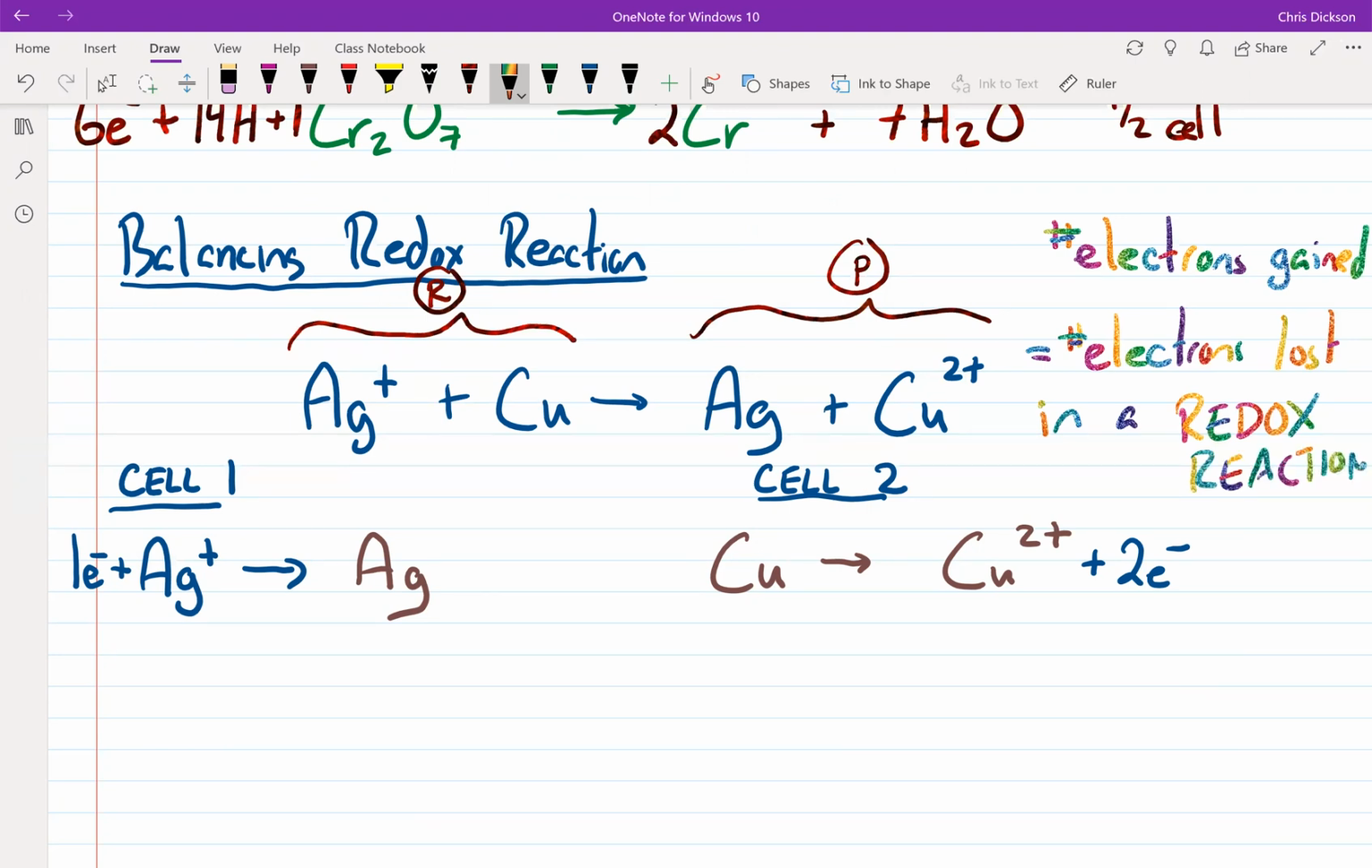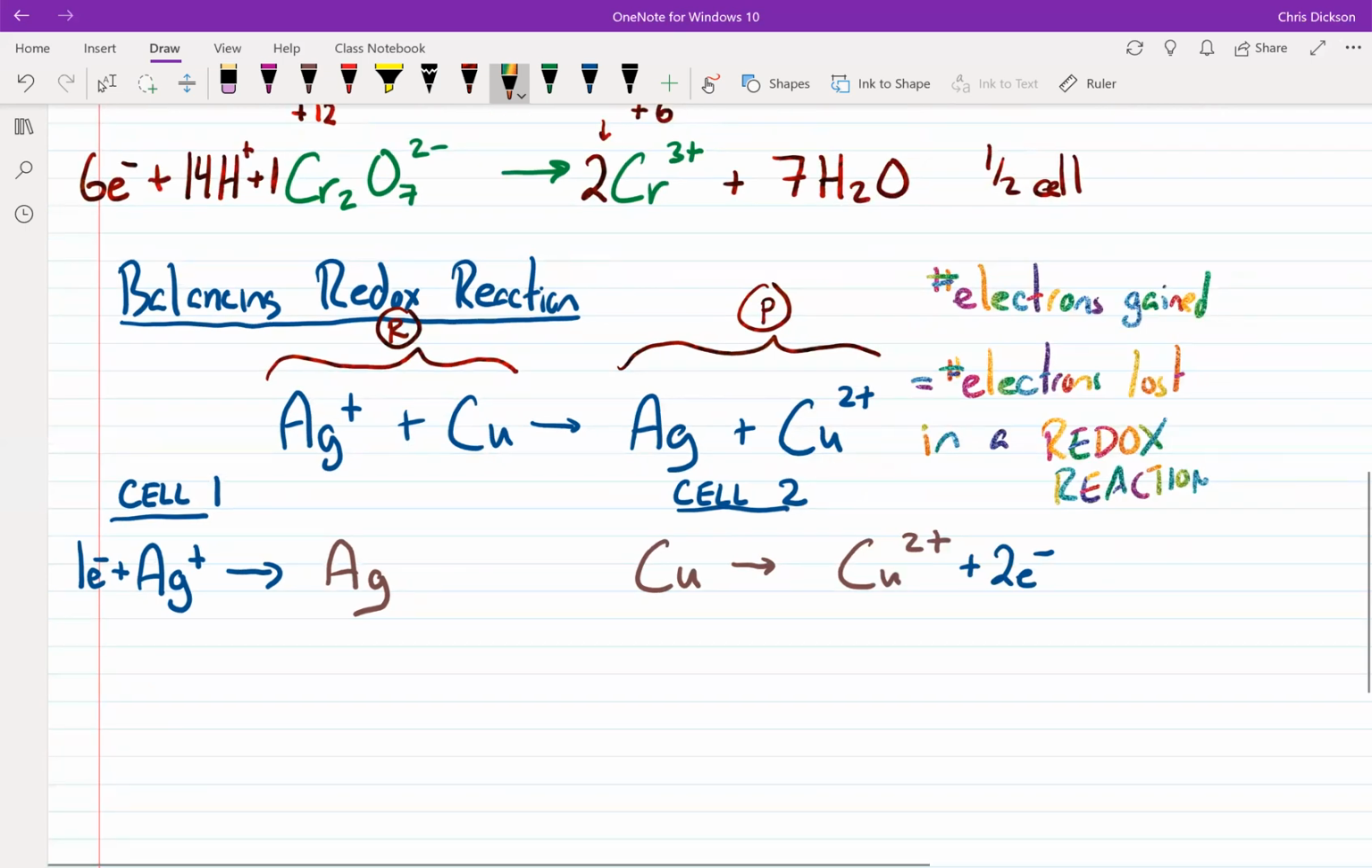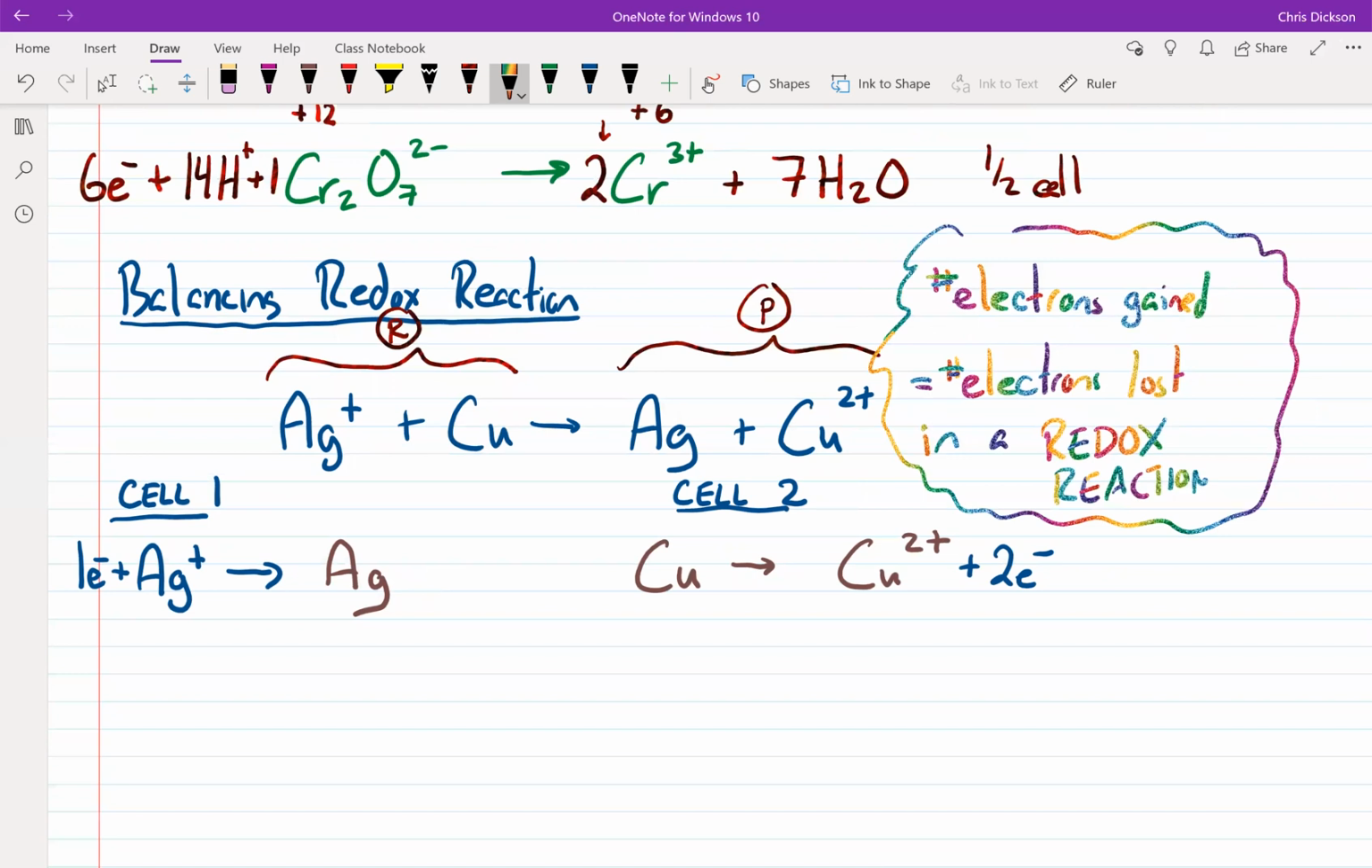Okay, so that's really important to our next step, which will actually be a new step for us. We haven't done this part yet. Okay, so what we have to realize is the copper is producing 2 electrons. The silver is needing 1 electron. So the lowest common multiple of those would be 2.